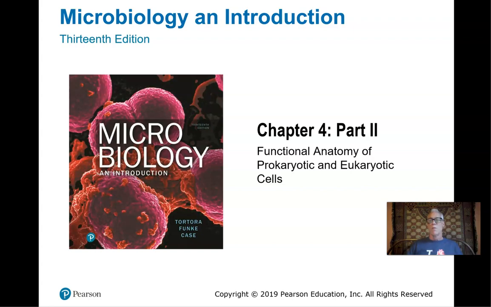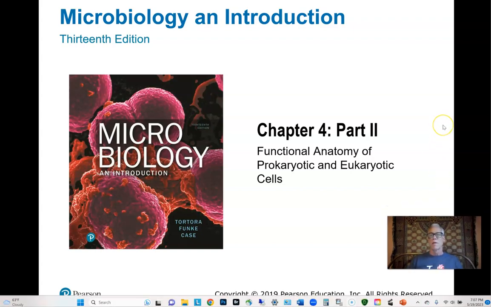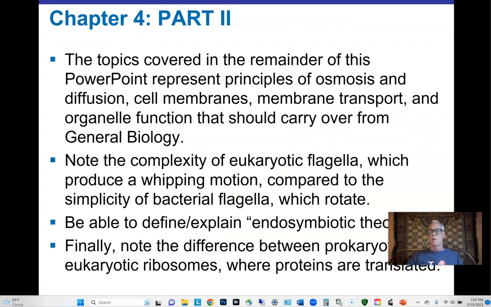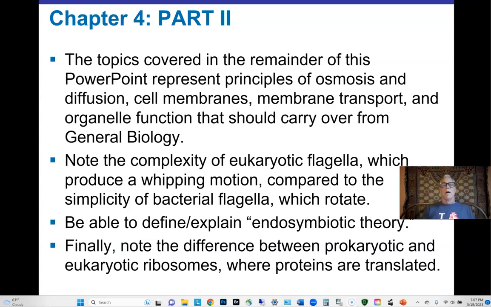All right, welcome back. We're going to take a second look at chapter 4 from our microbiology text. We're studying the anatomy and physiology, the structure and function of prokaryotic and eukaryotic cells, microorganisms, and particularly those that cause disease. In this second half, we're going to look at transport across the membrane, the cell membrane, various types of transport and so forth, and the mechanisms. Then we're going to look at eukaryotic flagella.